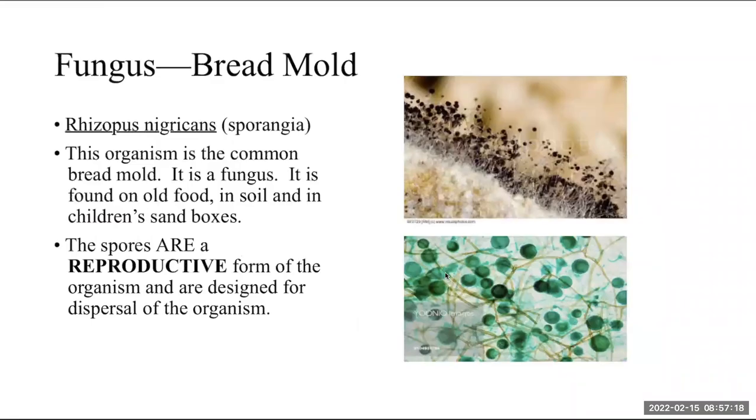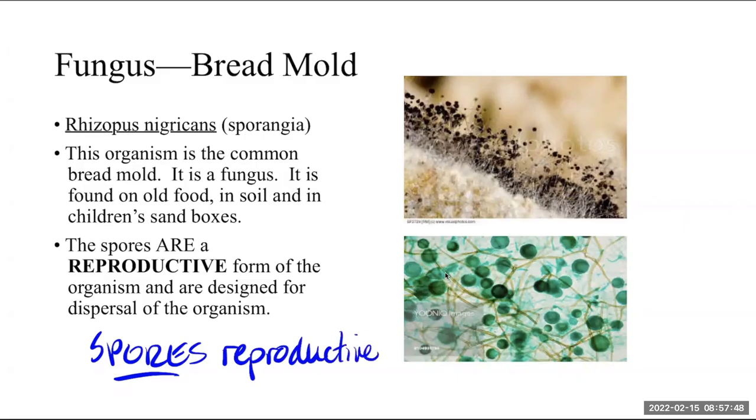Another type of fungus that we're going to look at, and this one's a really pretty one, is Rhizopus nigricans, and it's a fungus that causes the fungus on bread. So this is the bread mold. And what you can see is this produces a whole bunch of spores, and these are not endospores, but just spores. And these spores are reproductive. So they produce these reproductive spores that produce more of the fungus. So it can not only be found on bread mold, but it can also be found on old food, in soil, and also very commonly in children's sandboxes.